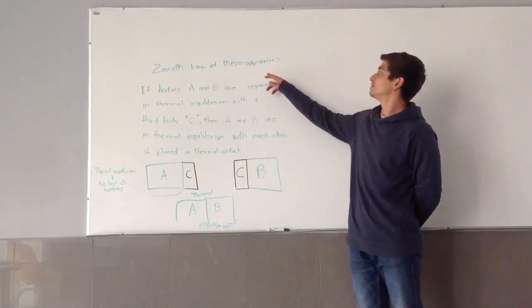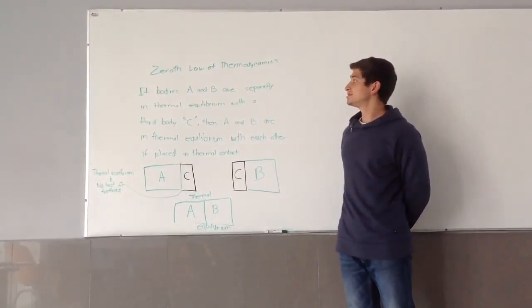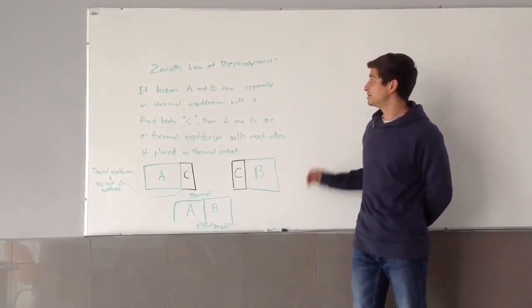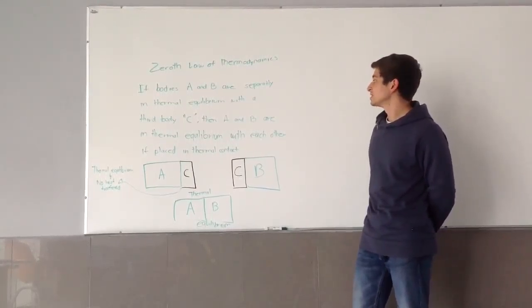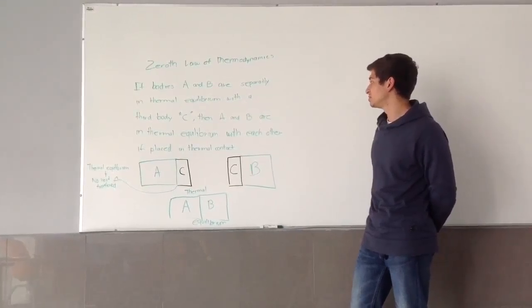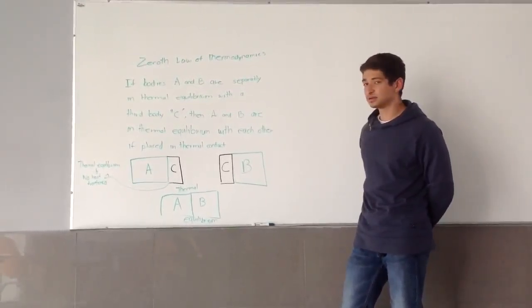Explain the Zeroth law of thermodynamics. The law says that if bodies A and B are separately in thermal equilibrium with a third body, C, then A and B are in thermal equilibrium with each other if placed in thermal contact.